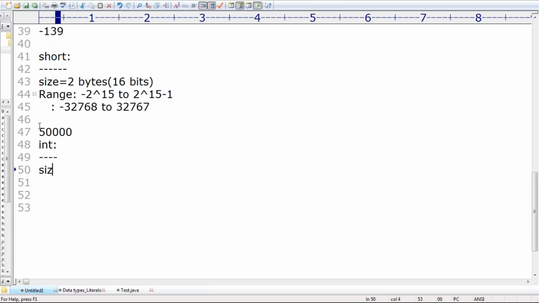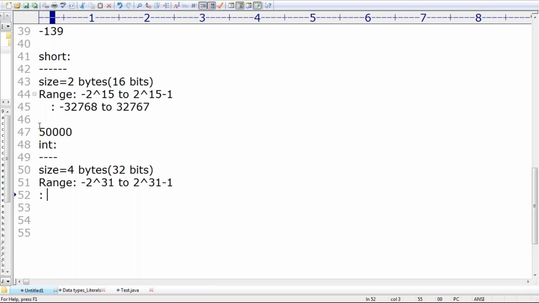Very simple. What is the size? 4 bytes. 4 bytes means 32 bits. Remember that, 32 bits. What is the range? Minus 2 power 31 to 2 power 31 minus 1. Can anyone please tell?